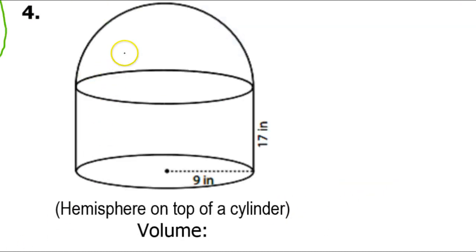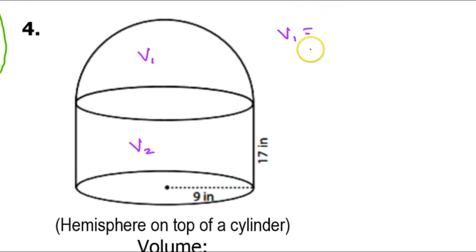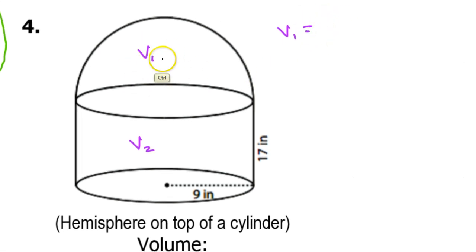For number 4, we have a hemisphere on top of a cylinder. So I will think of this as volume 1, and I will think of this as volume 2. So I'll find the two volumes and I will add them up. So let's start with volume number 1. Okay, this is half of a sphere. The volume of a sphere, the formula is 4/3 pi times the radius cubed.